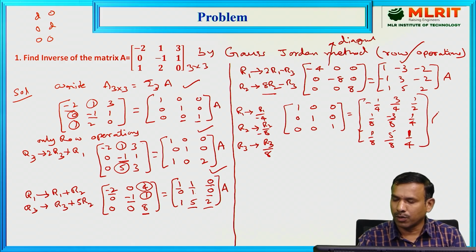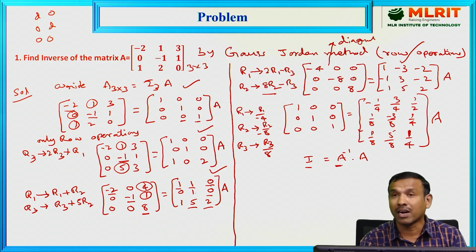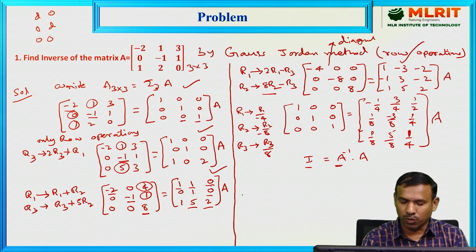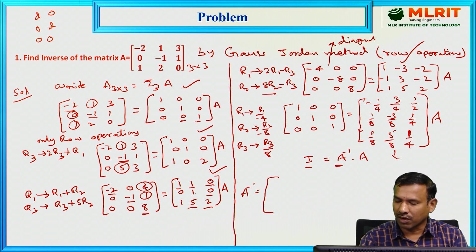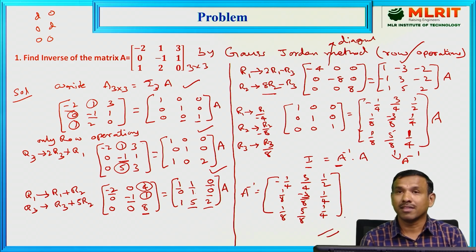Right? Into A. Now look at this one. It is clearly I is equal to A inverse into A form. Because when I is obtained, it will definitely become A inverse. So what could be the A inverse? This matrix that we have written. So this matrix is the required A inverse: minus 1 by 4, 3 by 4, 1 by 2, 1 by 8, minus 3 by 8, 1 by 4, 1 by 8, 5 by 8, 1 by 4. The required A inverse of the given 3 by 3 matrix.